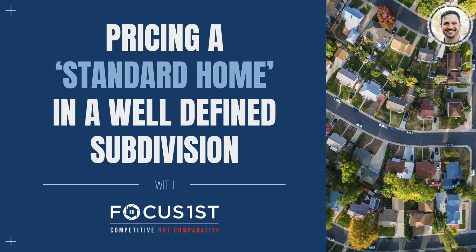When it comes to doing a competitive market analysis for a home, about 70% of the time you're going to find yourself pricing a house that falls into what we call a standard neighborhood. Now, a standard neighborhood is one that's clearly identifiable on a map, is clearly labeled and clearly platted, and sometimes has an HOA.